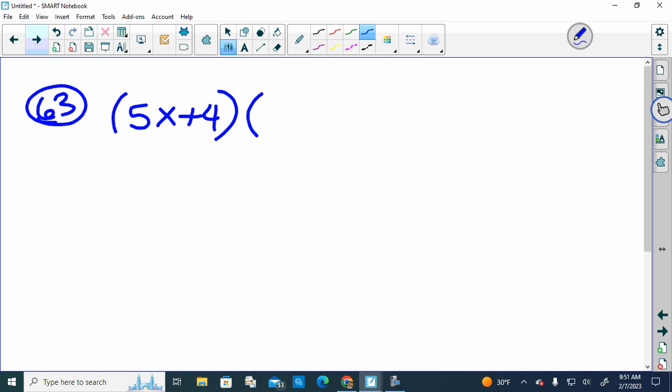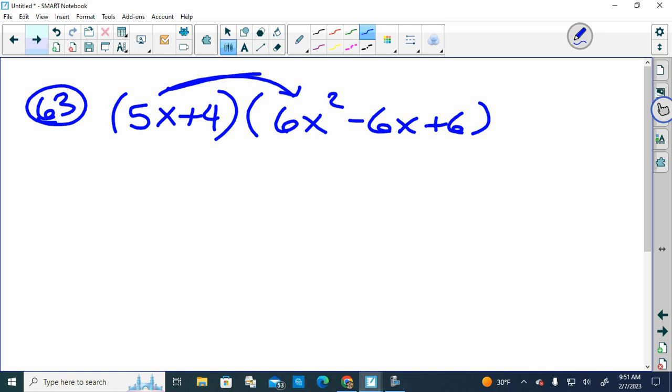Now we're just distributing it to a third. So we have 6x squared minus 6x plus 6. Okay, so I'm taking this number and I'm not distributing it twice. I'm actually going to distribute it 3 times. Okay, so 5 times 6 gives me 30.